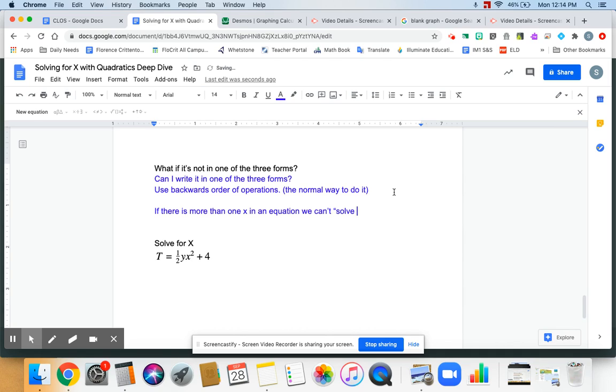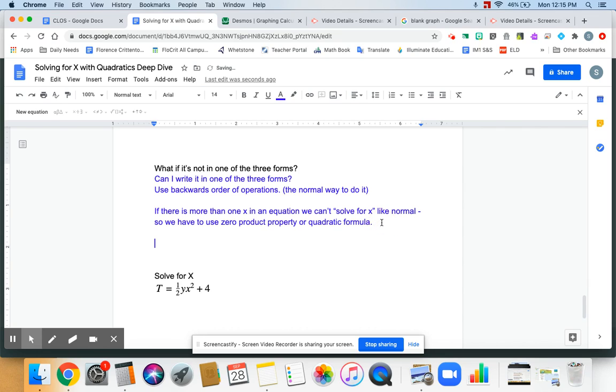So if there's more than 1 x in an equation, we can't solve for x like normal. So we have to use either the zero product property or the quadratic formula. However, if you're not using one of these 2 because there is only 1 x to solve for, you're going to always use the normal way.